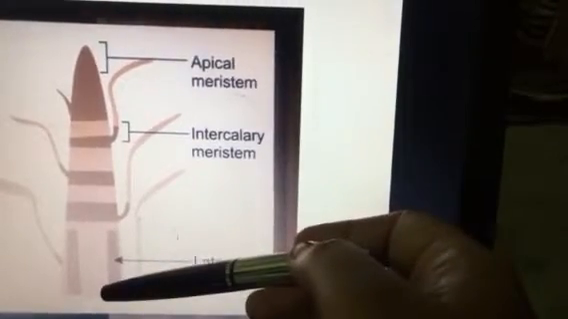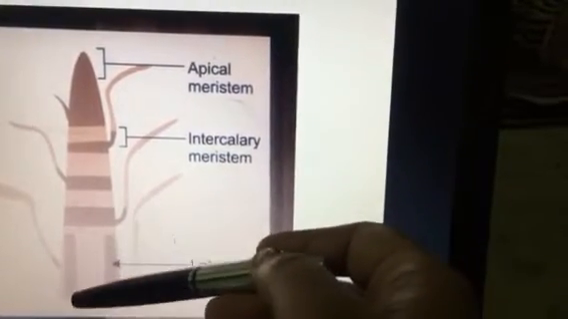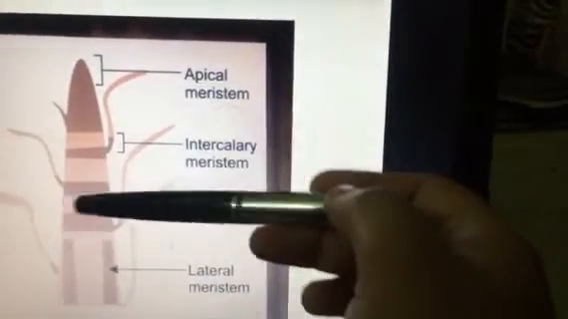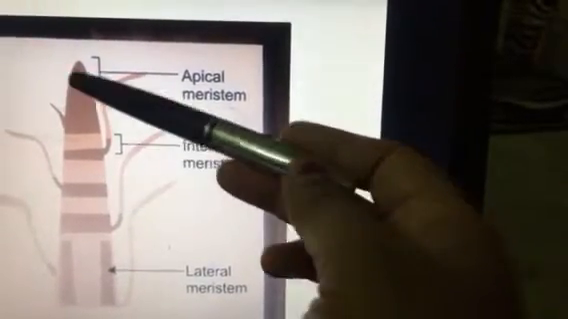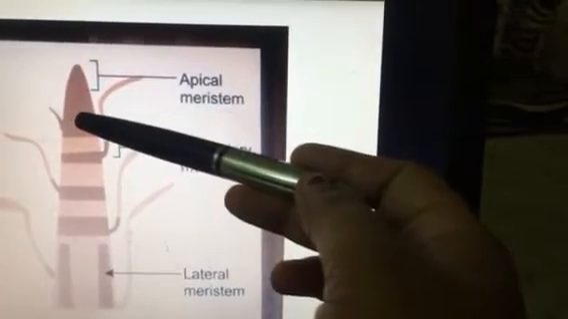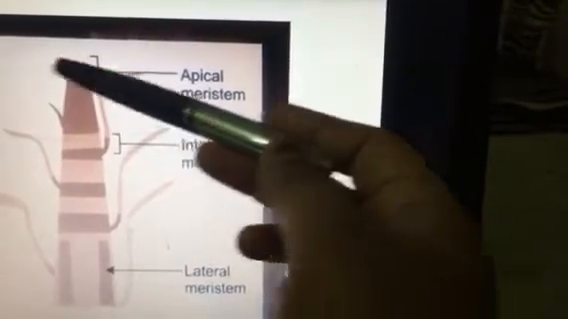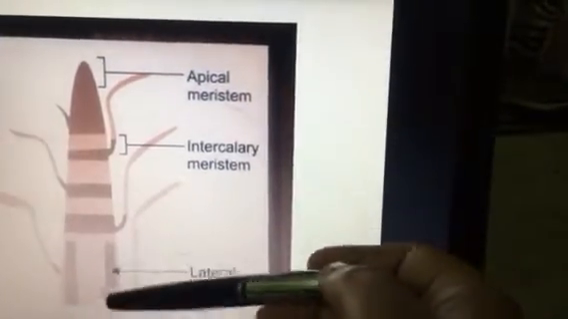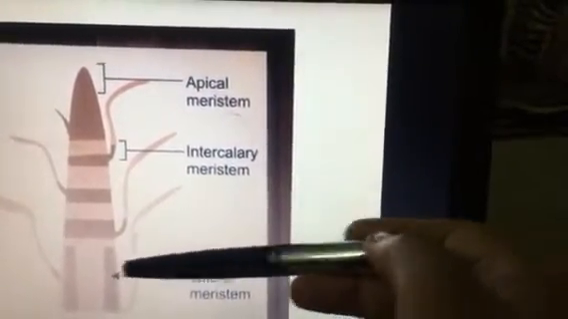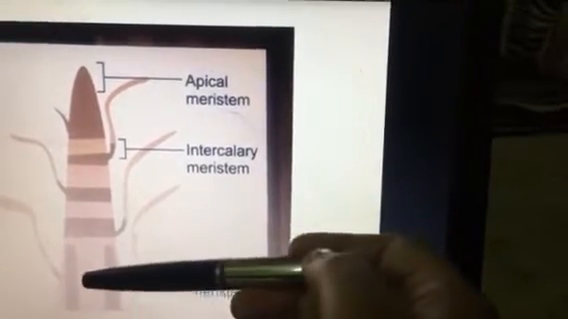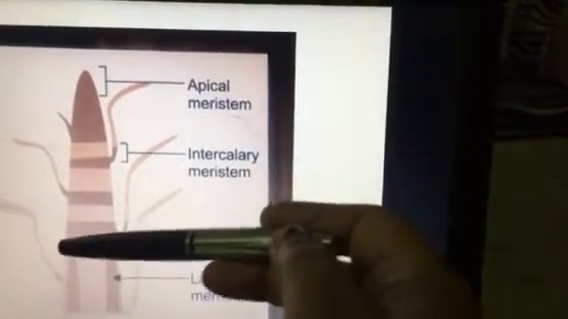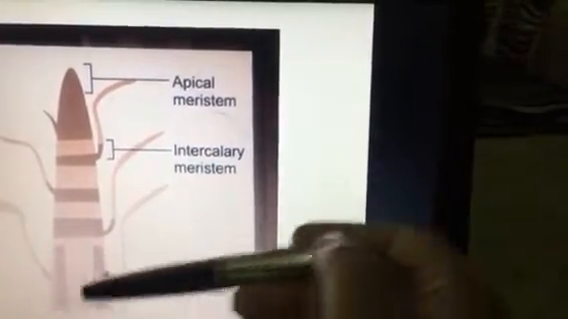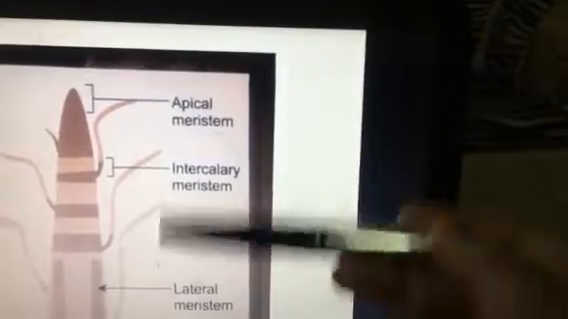Now coming to the lateral meristem, you see the darker region here. This lateral meristem is active below the apical meristem, just below the apical meristem. It is not needed in the region where apical meristems are active. So that's why it helps in increasing the girth. Girth means the thickness of the tender stem of the plant, and making it stronger by having more number of cells throughout the plant body.